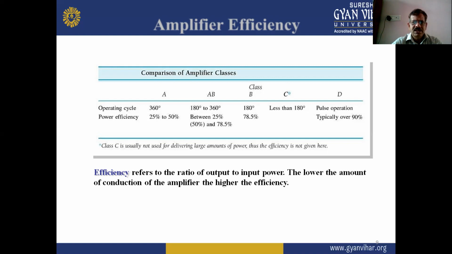Class C is usually not used for delivering a large amount of power, thus the efficiency is not given here. Efficiency refers to the ratio of output to input power. The lower the amount of conduction of the amplifier, the higher the efficiency. So that is the efficiency.